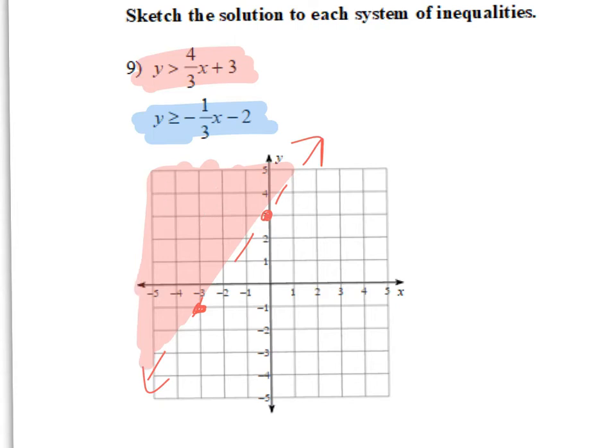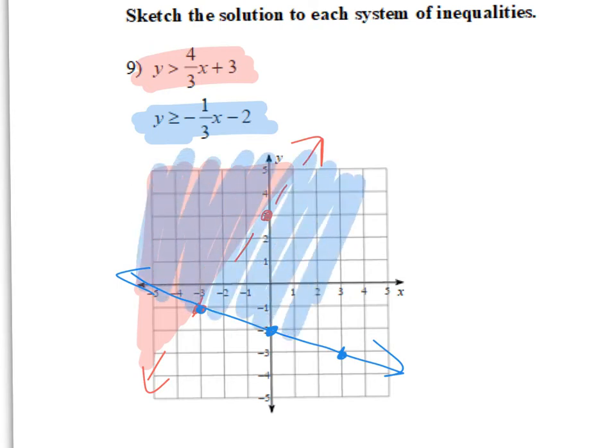Okay. All right, I'm going to go to the next guy. This one says start at -2. A -1/3 slope says down 1, right 3. And then I'm going to go ahead and go up and to the left 3. Now this should be a solid line because it's got an equal sign on it. And it says y is greater than. So greater, again, everything on the top side here gets shaded.